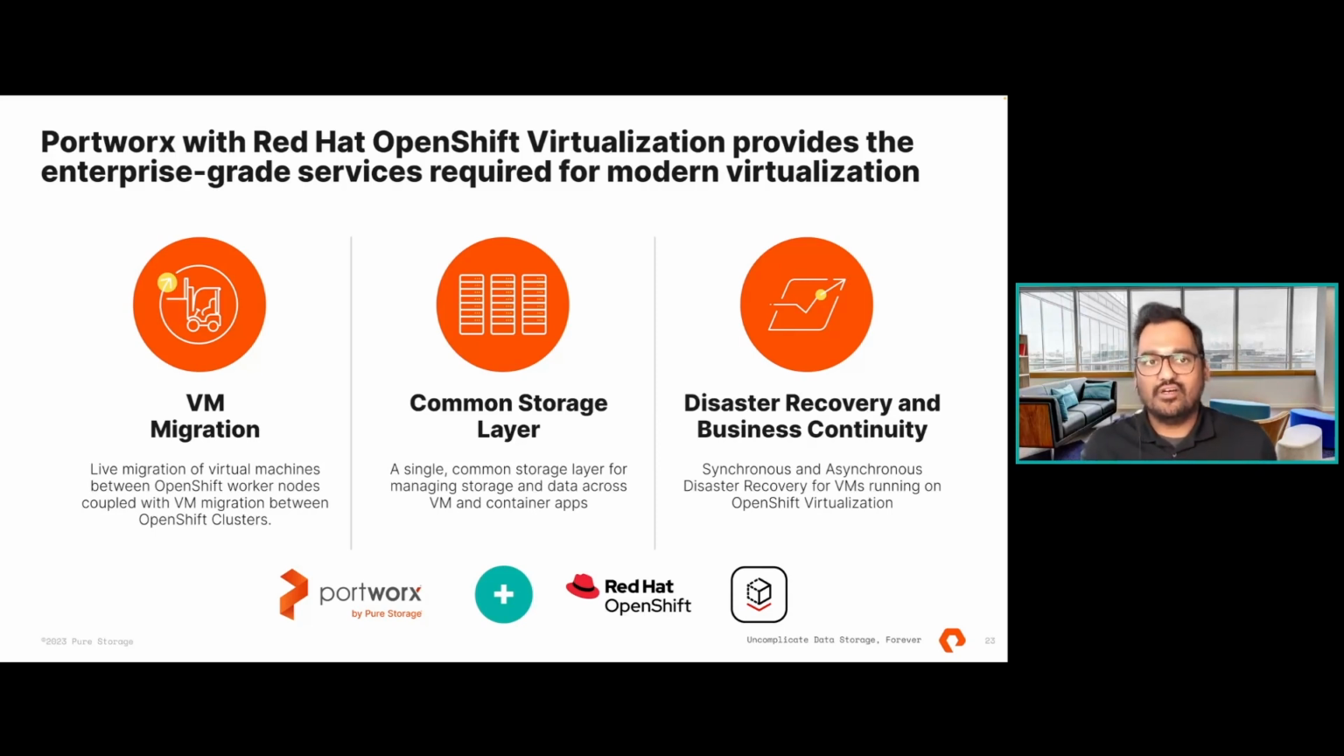If you have a cross-rack or a cross availability zone OpenShift cluster, you can actually live migrate your virtual machine objects between different failure domains on-prem or in the cloud. We already spoke about the benefits of having that unified, common storage layer for your virtual machines and your containerized applications.